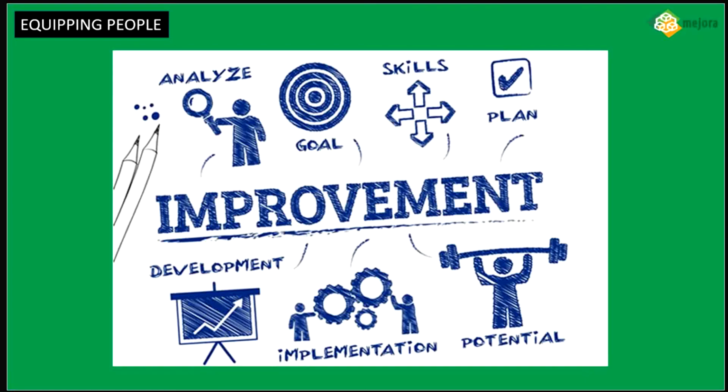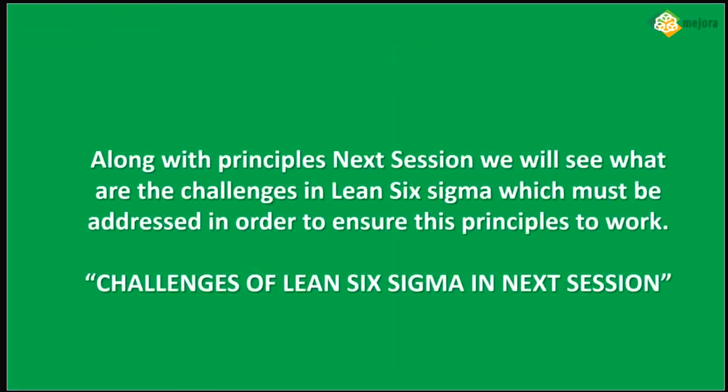So that's how the entire ecosystem of equipping people for improvement, especially in the Lean Six Sigma world, would be. While we just scroll through all these things, there is more to come in upcoming sessions. Hope you will understand and learn that as well. While we spoke about the principles, in the next session we will see what the challenges are in the Lean Six Sigma world. These need to be addressed to ensure that the principles work.